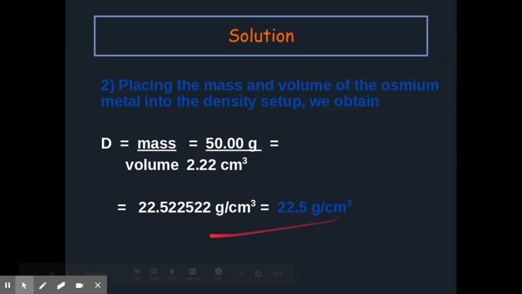And again, your calculator gave you this, but you can't have all these significant figures because your least precise measurement only had 3. So you round it to 22.5.